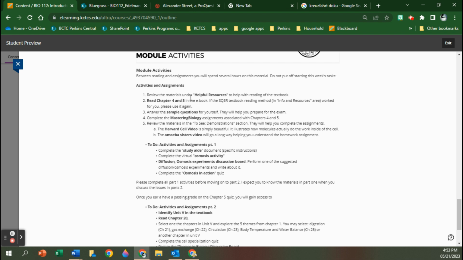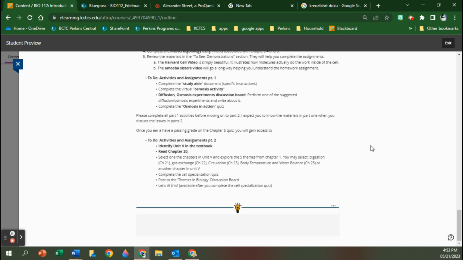Once you've got a passing grade, I think 9 points or so on chapter 5, you then have access to part 2 of the assignments. In part 2, we're going to apply what we've learned. We're going to look at the different cells in your body as they actually exist in your body. So we've introduced a generic cell, some mechanisms, some themes, and let's see what you can already put together.